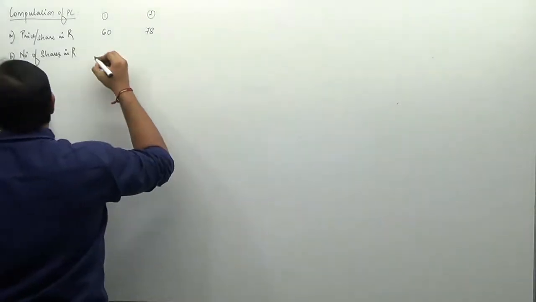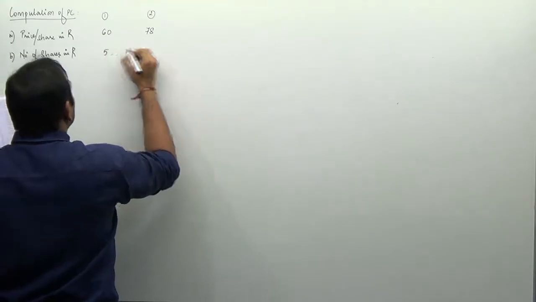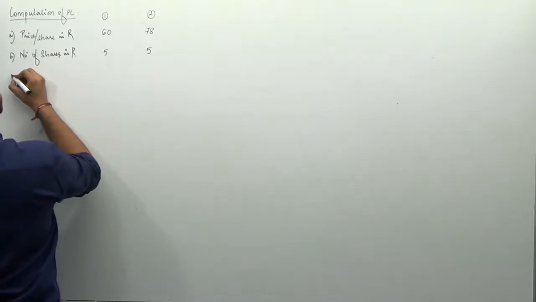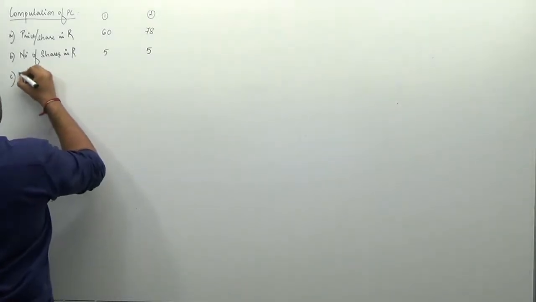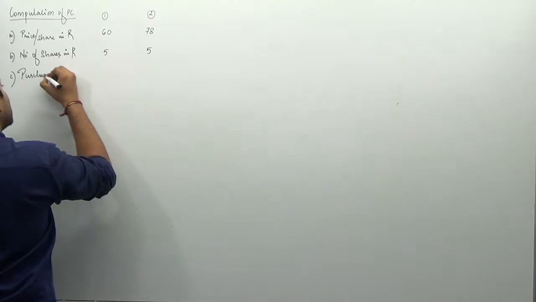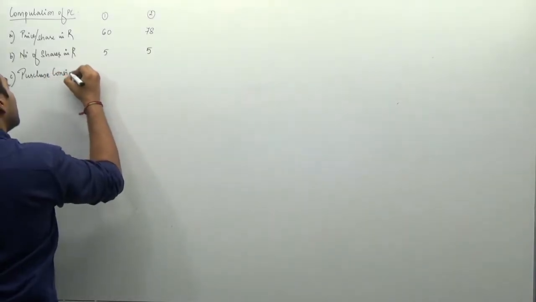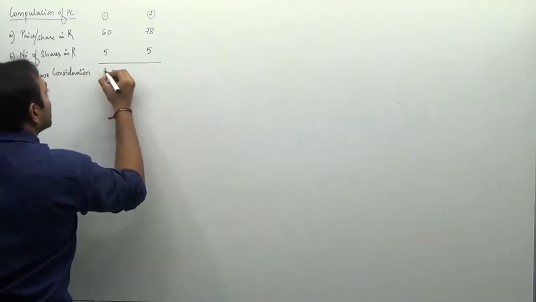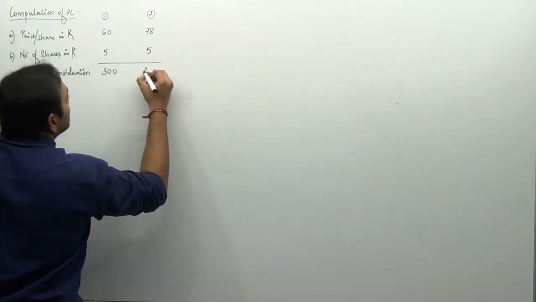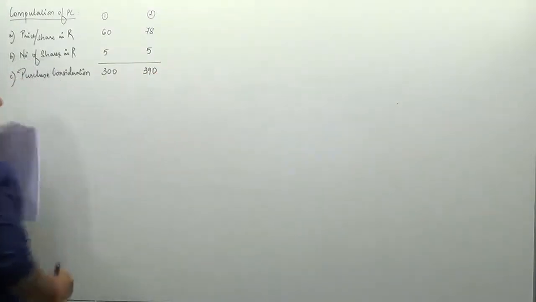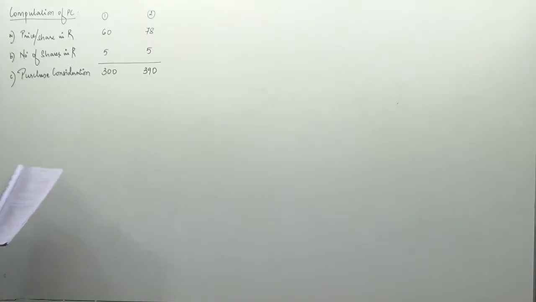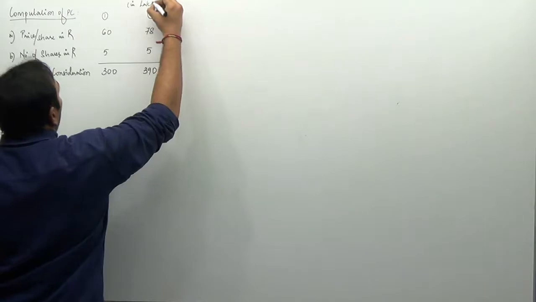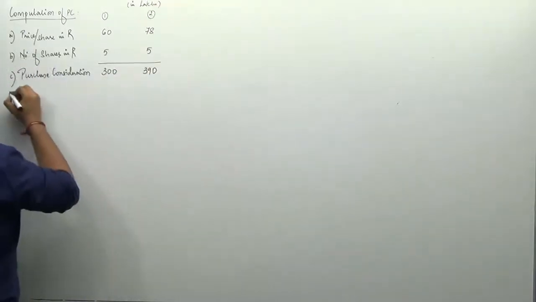So number of shares in R. R has 5 shares. Everything is rupees in lakhs. So purchase consideration is 1st case 300, 2nd case 390. All rupees in lakhs.